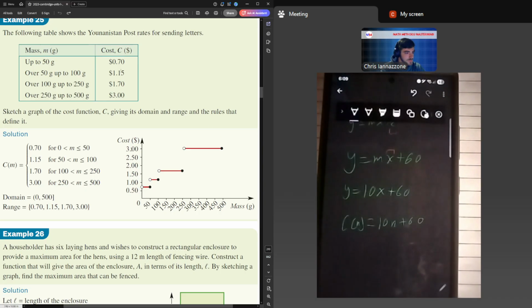That's pretty much it. So that's the first part of the action statement, sketch a graph of the cost function. Next part, give domain and range. Okay, well that's pretty chill. Domain and range, well, domain is literally given to us, right? That's just all the possible x values in the scenario.